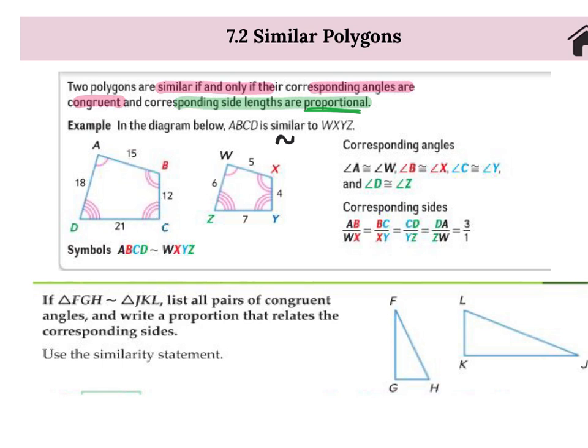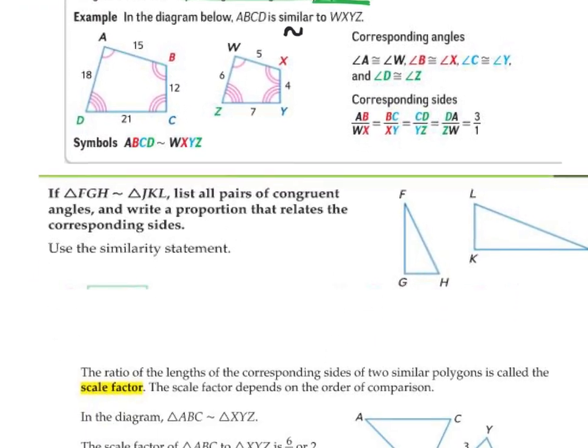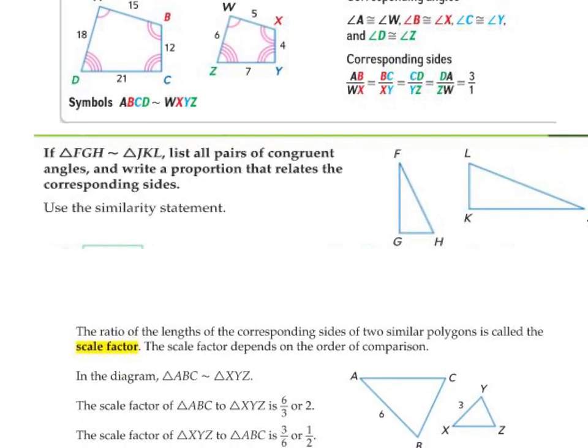Okay, so what that looks like if we're going to try it on our own. We have triangle FGH is similar to triangle JKL. We want to list all the pairs of congruent angles and write a proportion that relates the corresponding sides. So we have two things that we need to do: list the congruent angles and write a proportion.